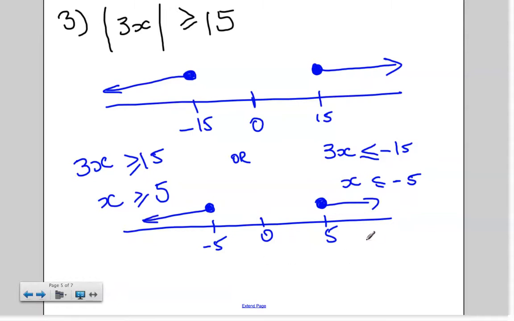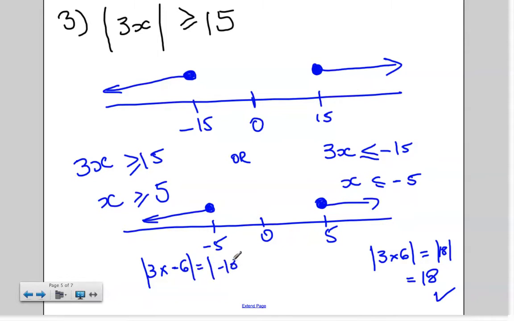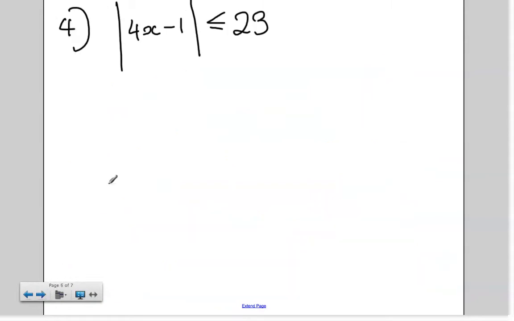And let's just do a quick check. So if I take 6, mod of 3 times 6 is mod of 18, which is 18, and that's greater than or equal to 15, so it is right. And over here, if we take minus 6, absolute value of 3 times negative 6 is the same as absolute value of minus 18, which is 18. Again, that is correct. Okie dokie. Right, last one.